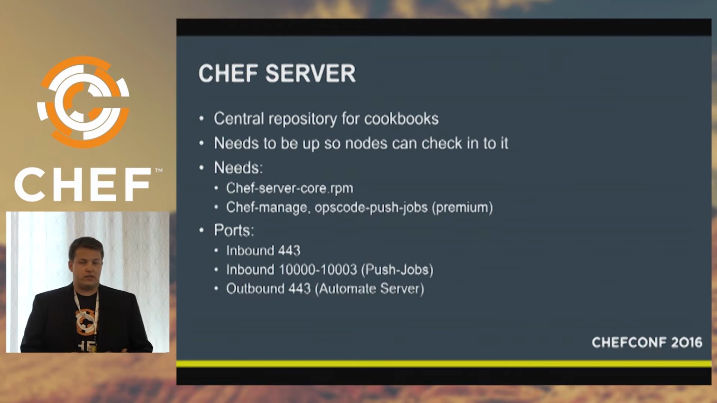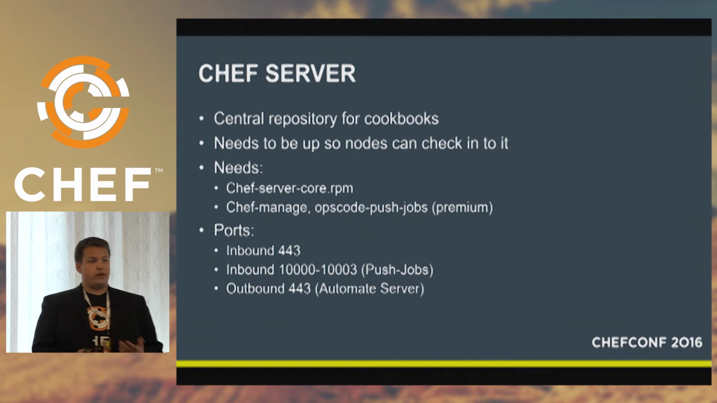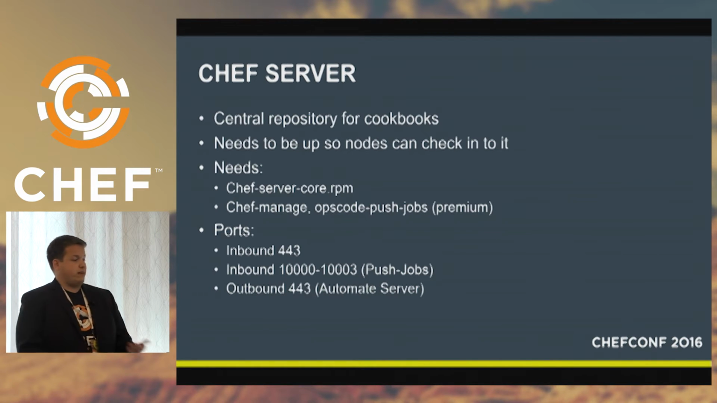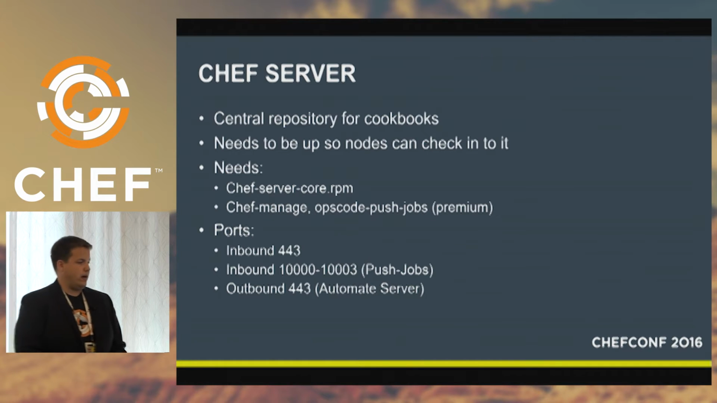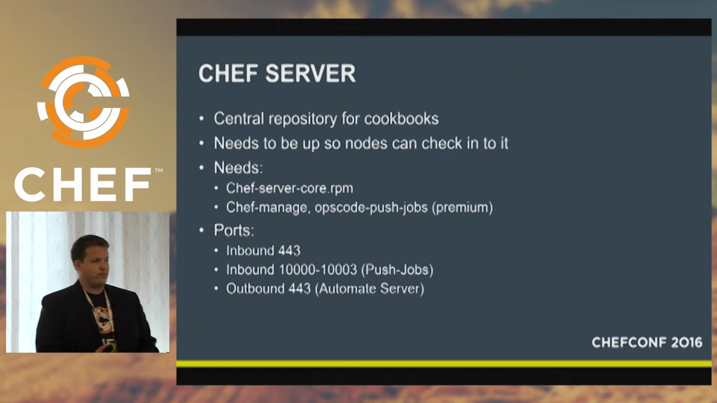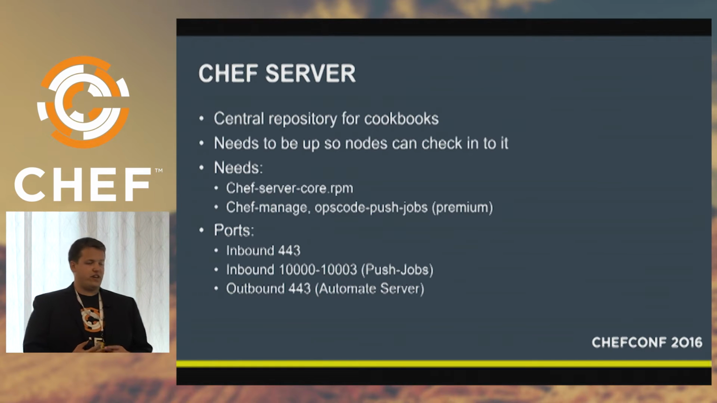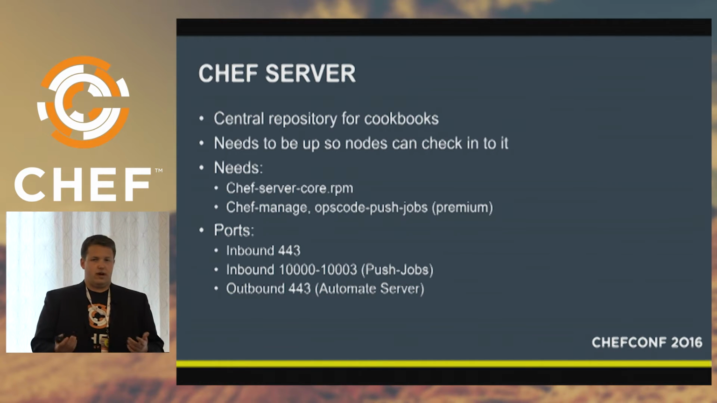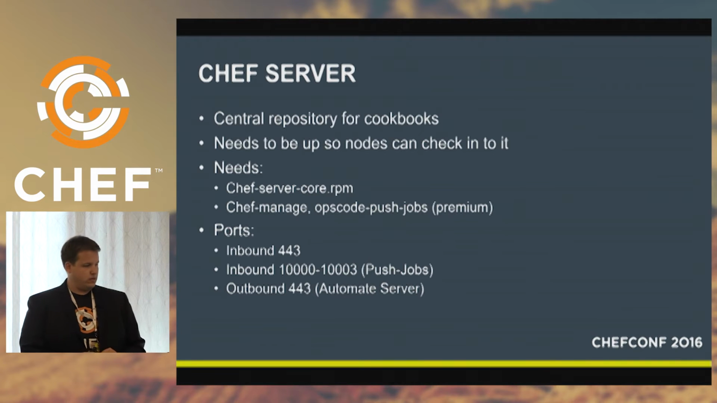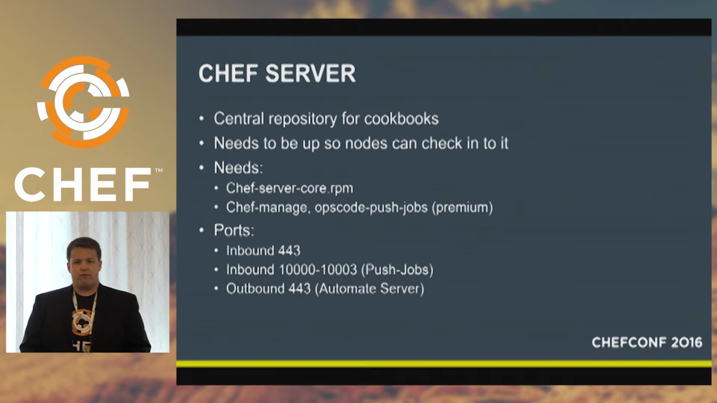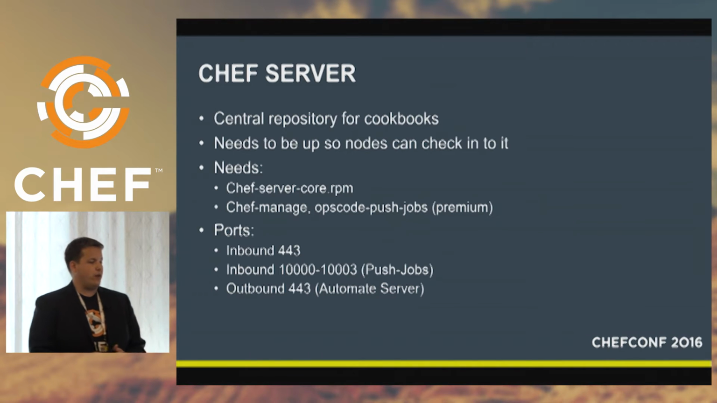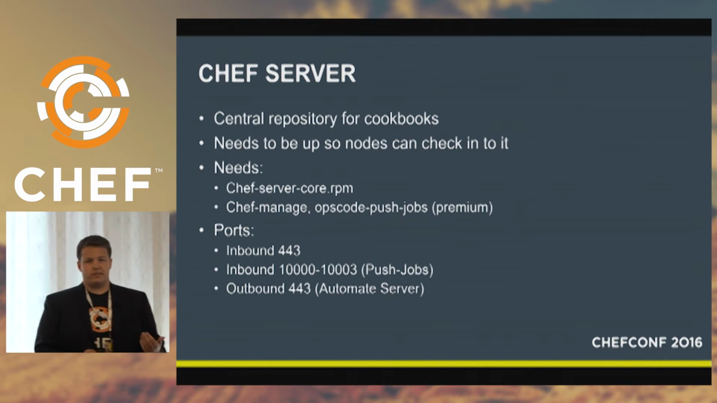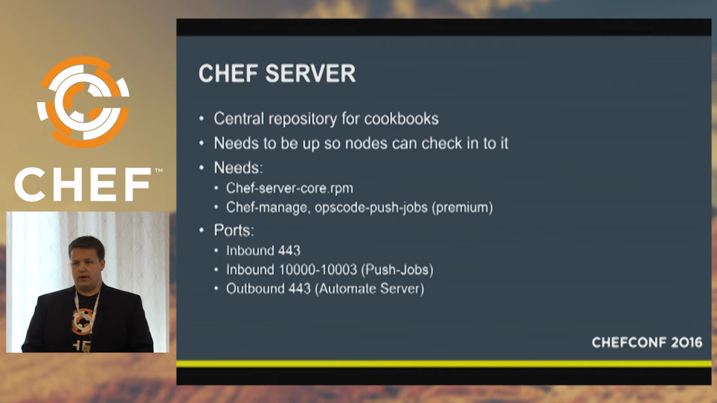So the Chef server is the first thing we're going to build because it's our central repository for cookbooks. It needs to be up so the nodes can check into it so we can pass policy into the systems. The things it needs are the Chef server core RPM and Chef Manage and Ops Code Push Jobs if you're using the premium features. The ports you need are inbound 443 to it, and inbound 10,000 and 10,003 for push jobs, and you do an outbound 443 to the Automate server to get some of the visibility data out of it as well.